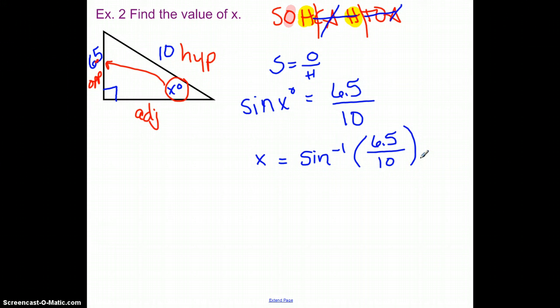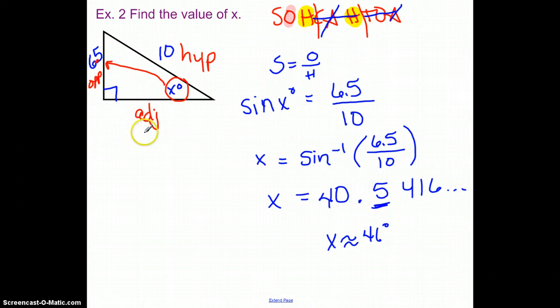So in my calculator, if I do the inverse sine, which on most calculators usually is some kind of a shift in the sine feature, you have to make sure that you have that. Or at least find where it's at if it's not in that same spot. And then you could do that 6.5 divided by 10 in parentheses. So I end up with 40.5416, and I keep going. That means on most of these, when you're talking about an angle, they're going to ask you to round to a whole number. So this is enough to make this round up. So I could say that this x is approximately 41 degrees.